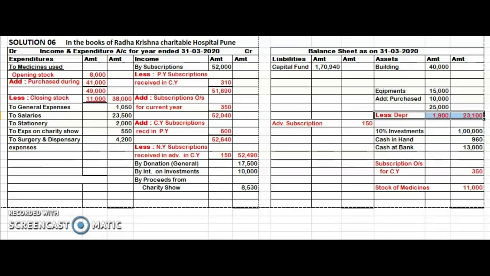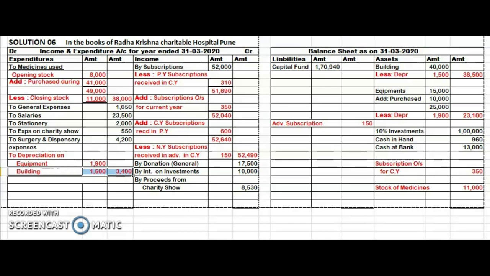Then we move on to depreciation on equipment. Less from equipment, outer column amount 23,100. The second effect, income and expenditure account, expenditure side, depreciation on equipment 1,900. Then depreciation on building rupees 1,500 deducted from building on the asset side of balance sheet, outer column 38,500. The second effect, expenditure side of income and expenditure account, building 1,500. The total depreciation 3,400 in the outer column. Now we have done with all the effects.